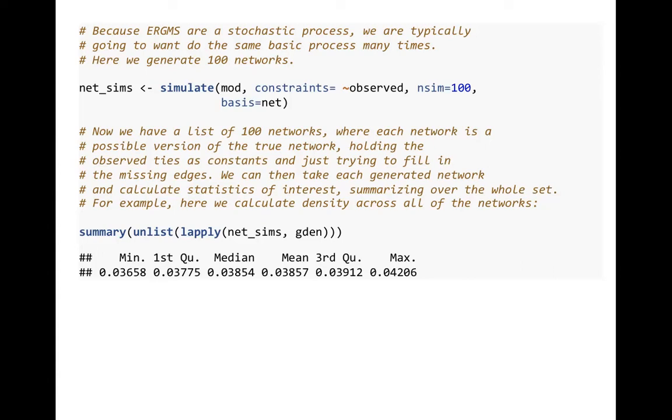Last comment is that we use a really simple model in this case, but you could do much more complicated things and add more terms. You can also put different constraints on the simulation. For example, if you wanted to put a top end on how many edges are allowed to be added, so if you're worried about over-imputing, you can put degree constraints on those non-respondents.